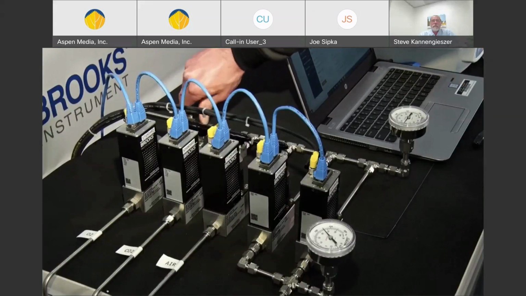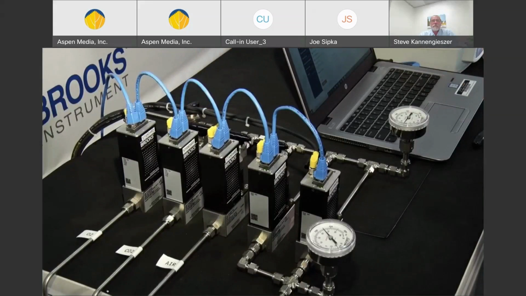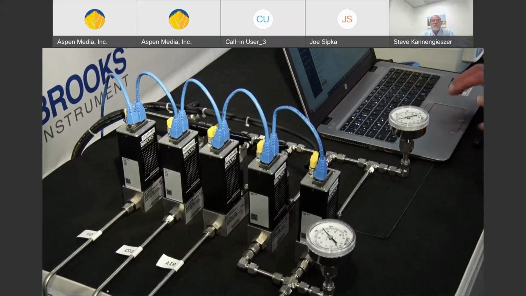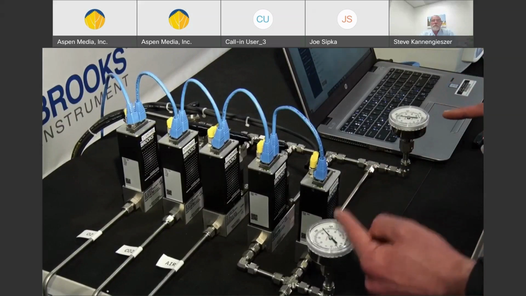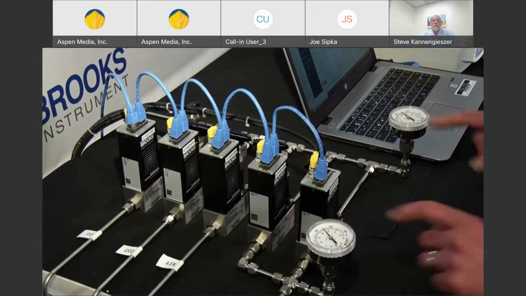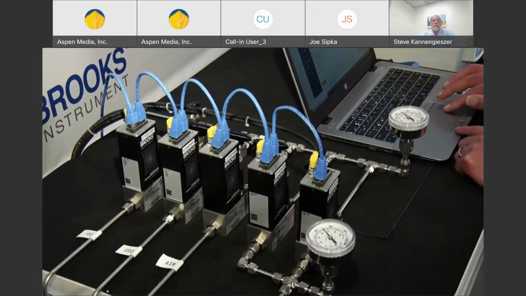I'm first going to close the downstream isolation valve to ensure there is not any flow going through the process line during the zero operation. It's extremely important to verify the pressure across the MFC valve has been equalized to the process pressure before executing the zero operation. I'm now going to open the MFC valve until the downstream pressure matches the upstream. Once I close the MFC valve, I'm going to zero the MFC.